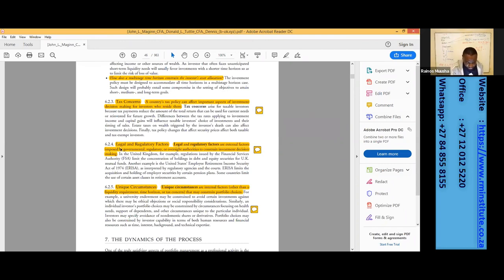The next constraint is legal and regulatory factors. And here they say legal and regulatory factors are external factors imposed by governmental, regulatory, and oversight authorities to constrain investment decision making. So which means in this case, you have to take into account exactly what are the legal implications when it comes to regulatory issues, when it comes to movements of your money in your portfolio or investing the money in the portfolio as well.